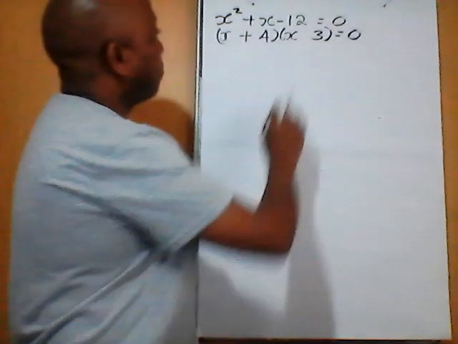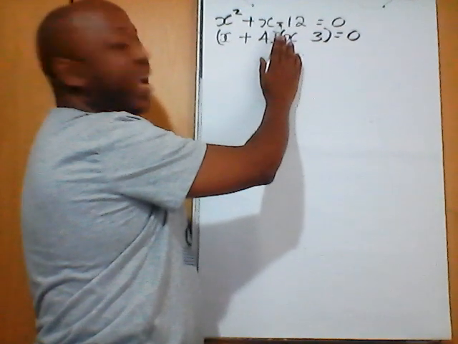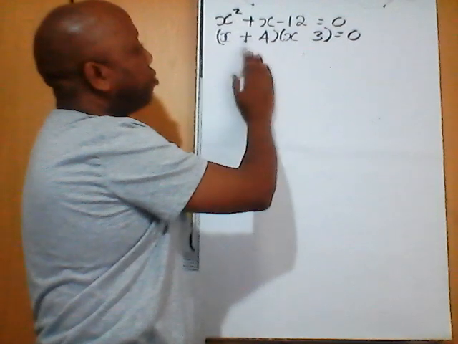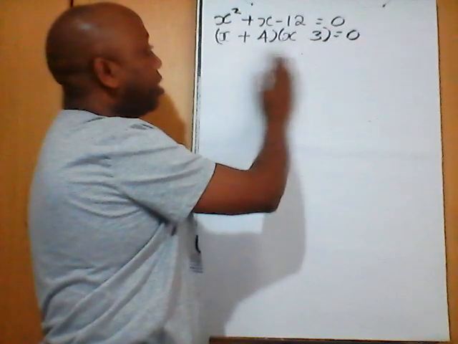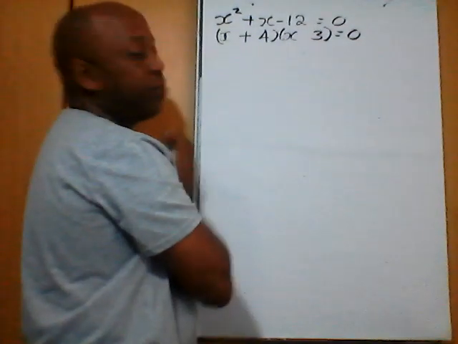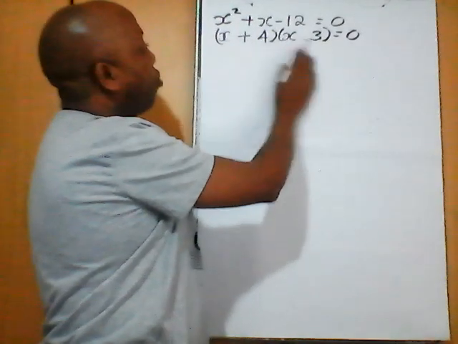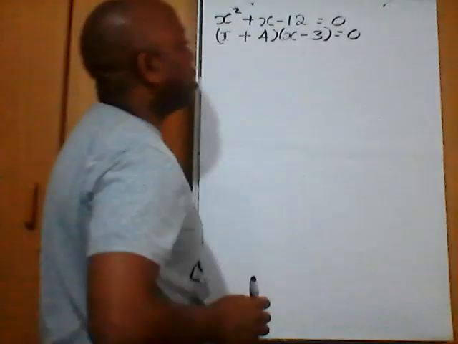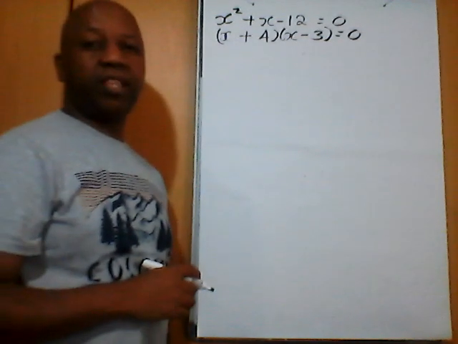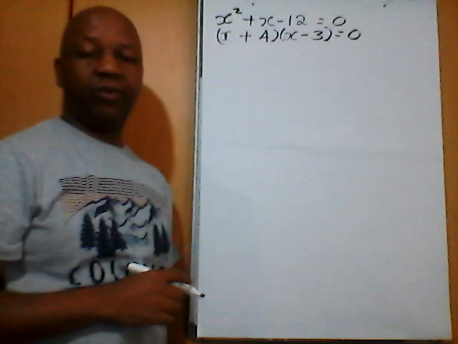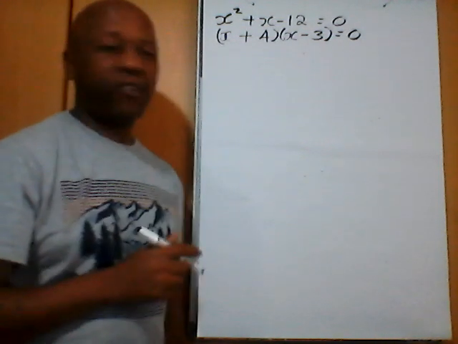Rule number 4. Look at the last sign. If the last sign is a minus, these signs must be different. If the last sign is a plus, these signs must be the same. In this case, our last sign is a minus, so I must have a different sign for 3. So I have x plus 4 and x minus 3 is equals to 0. We are going to prove this a little bit further on. Let's just multiply for now.